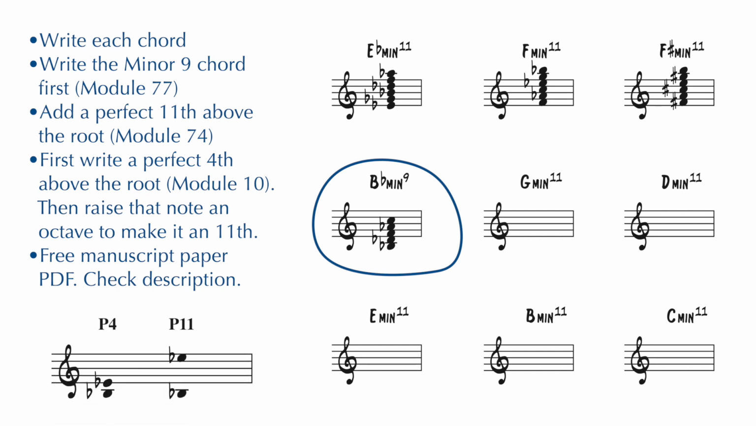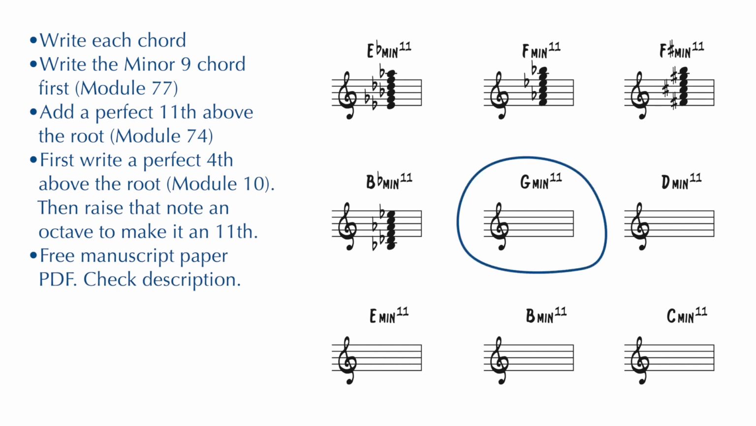First we write a perfect 4th above the root. The root is B flat. Perfect 4th above that is E flat. Take that E flat, raise an octave. There's our 11th. And now we have B flat, D flat, F, A flat, C, and E flat, or B flat minor 11.